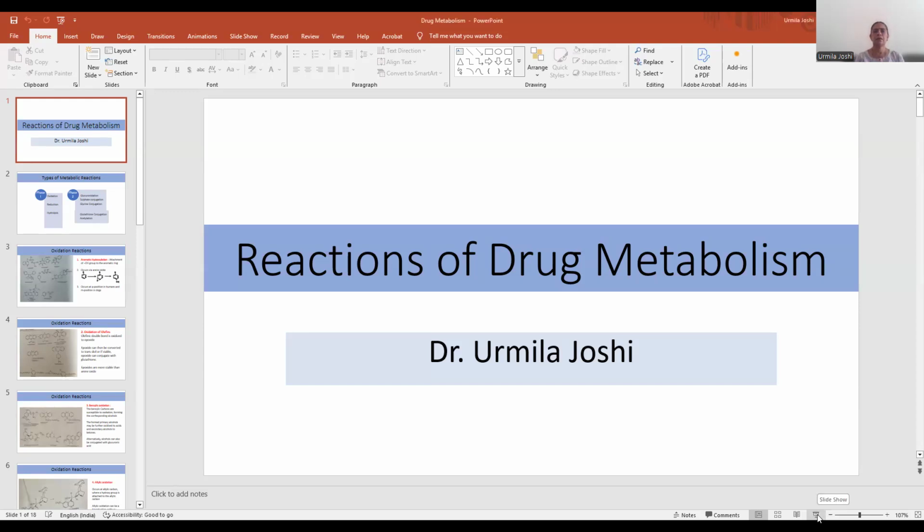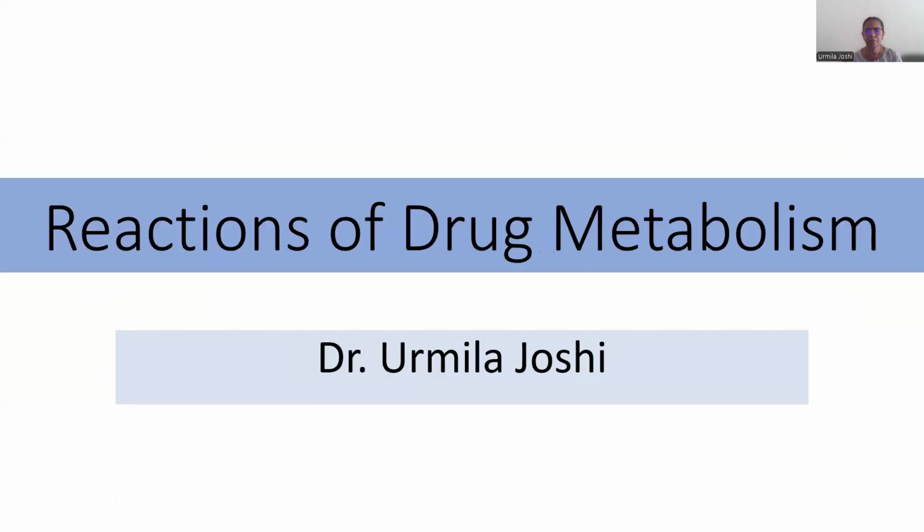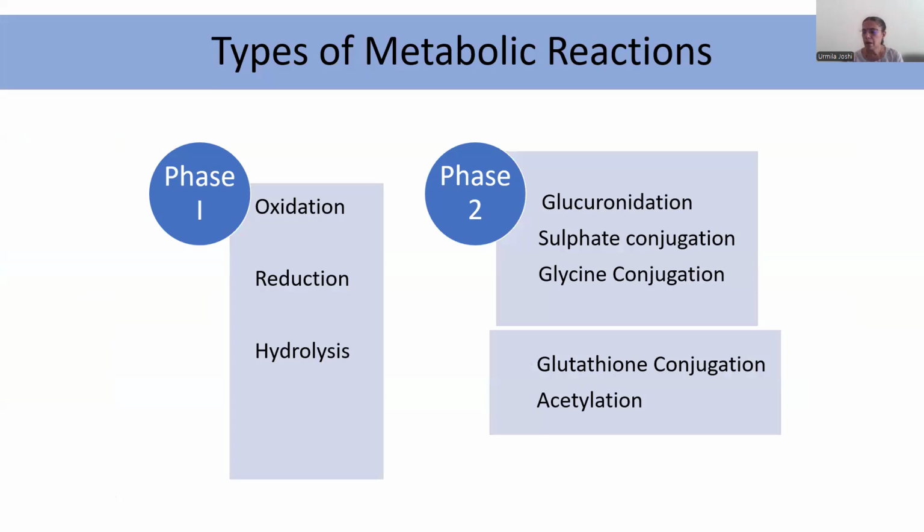So let us start with the reactions of drug metabolism. Drug metabolism, as we have seen, is divided into two phases. The first phase involves various reactions which convert the compound into a more water soluble or more hydrophilic compound. These reactions include oxidation, reduction, and hydrolysis.